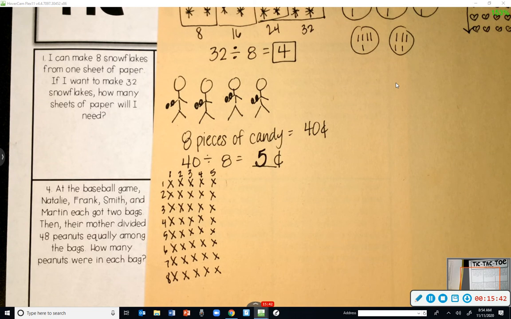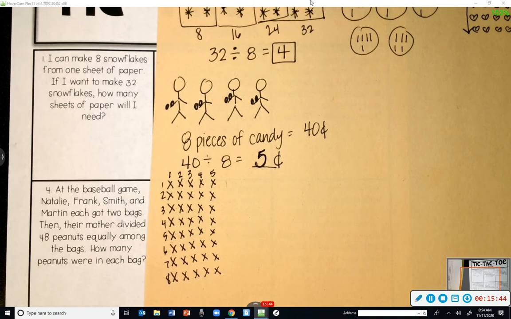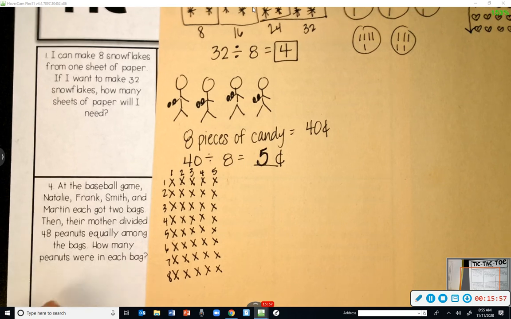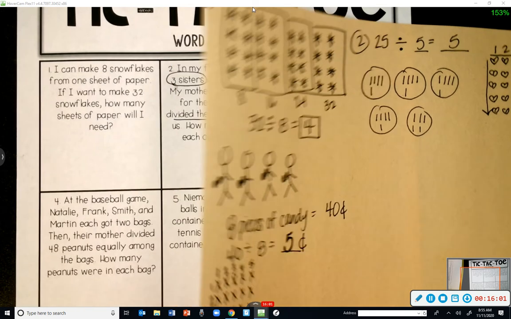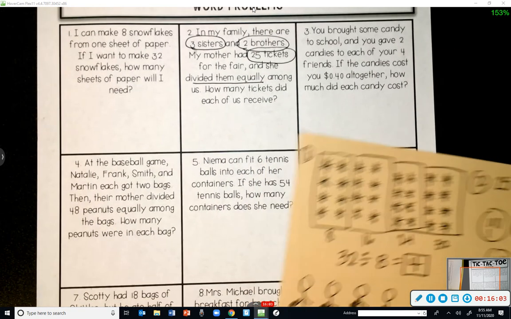Okay, let's do a few more and then you guys are going to go on to your activity. We're going to do sorting of arrays and equal groups to match a division fact. So that should be really easy for you guys because we're doing multi-step word problems right now. Can I do the next one? Okay, number 4. Go ahead, Kelsey.